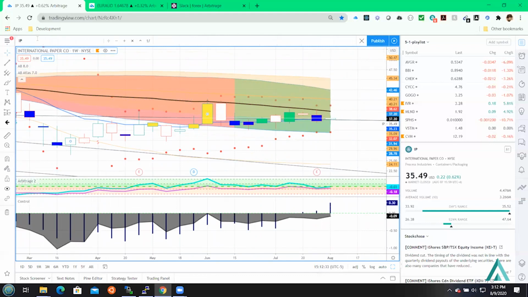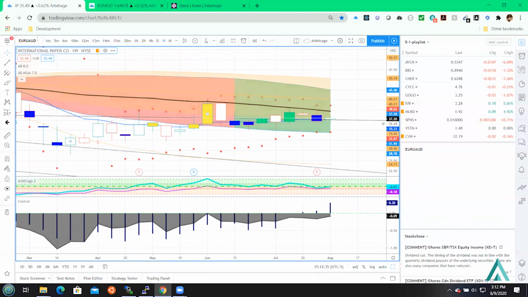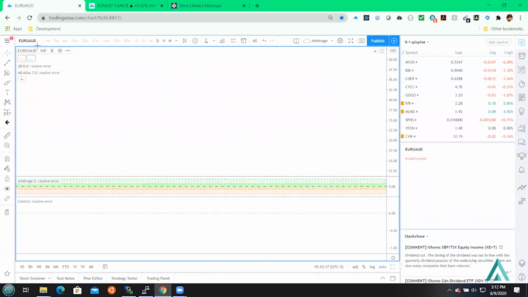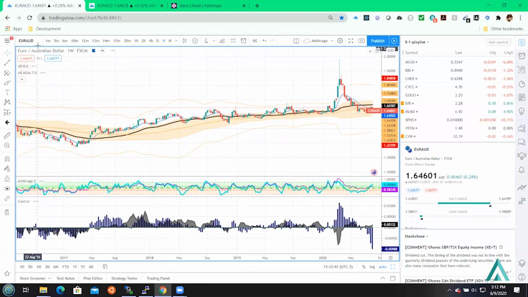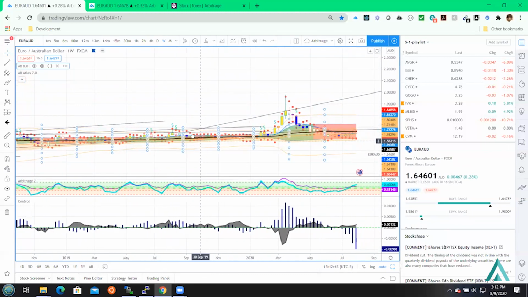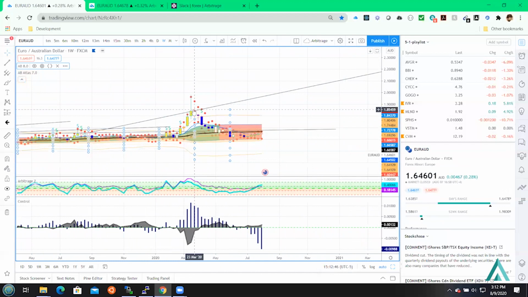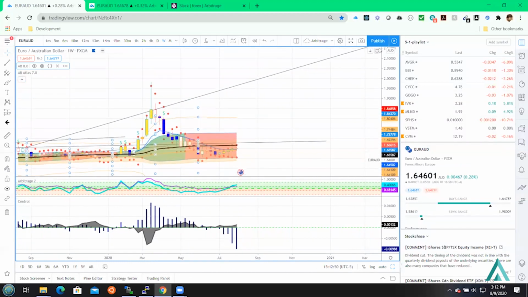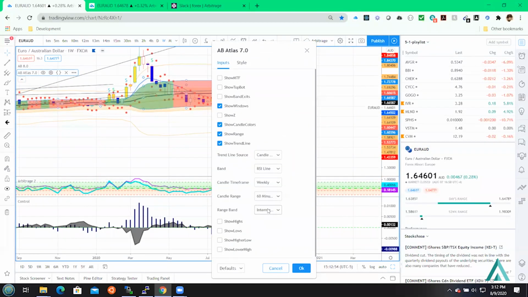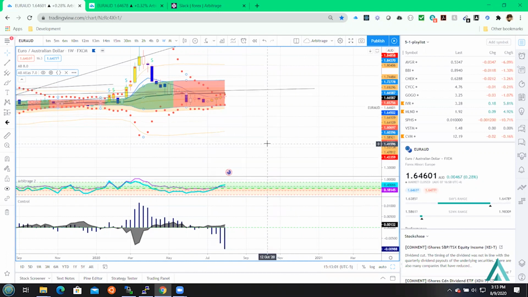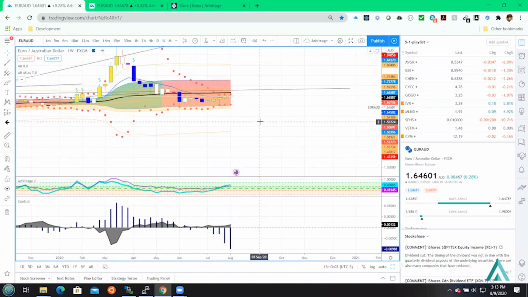This is International Paper, but let me go to EURAUD and misspell it. Of course it did. EURAUD. And this is a weekly time frame, and we got those trend lines there to show us that was a top. And currently we are sitting on the edge. What range am I currently set at? I'm currently set at intermediate. Let me go back to my default, which is there to give me a little bit more room.